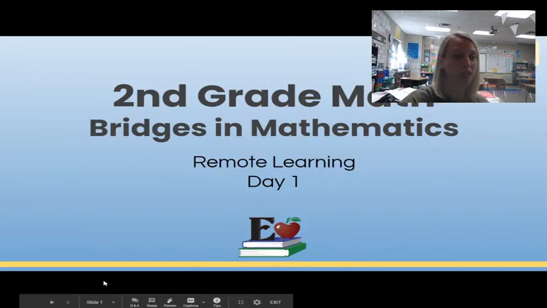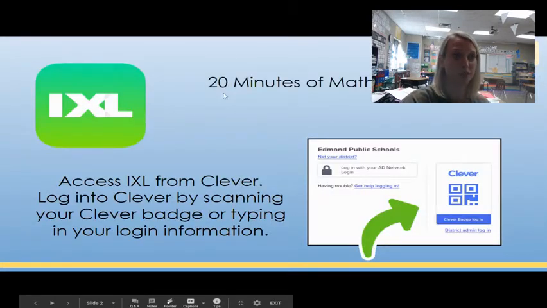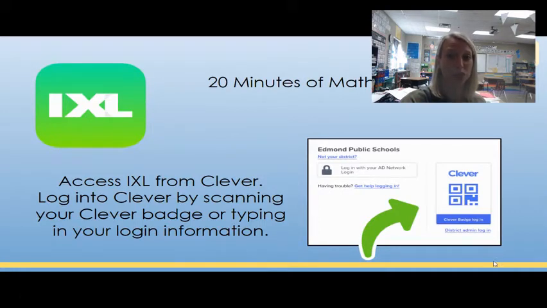So we're going to start with going into IXL. You go through Clever, make sure you log in through Clever, and then you want to do the teacher recommended math skills. That has a star at the top, and then you want to look for the math one that has that 3-dimensional triangle and look for all the math skills.